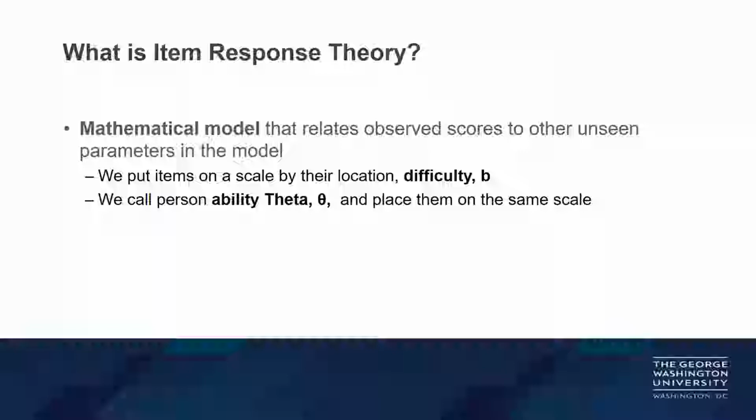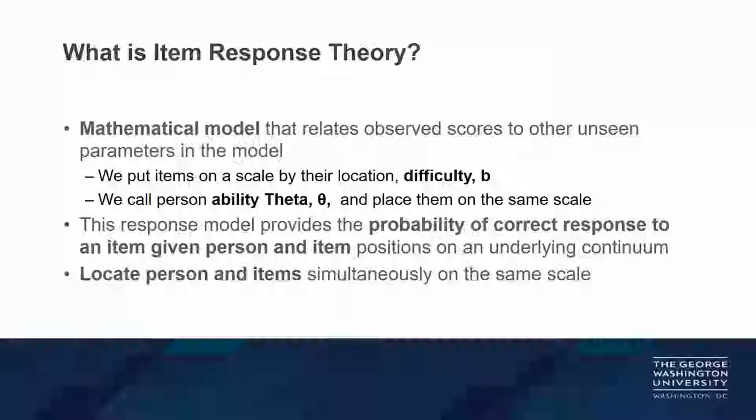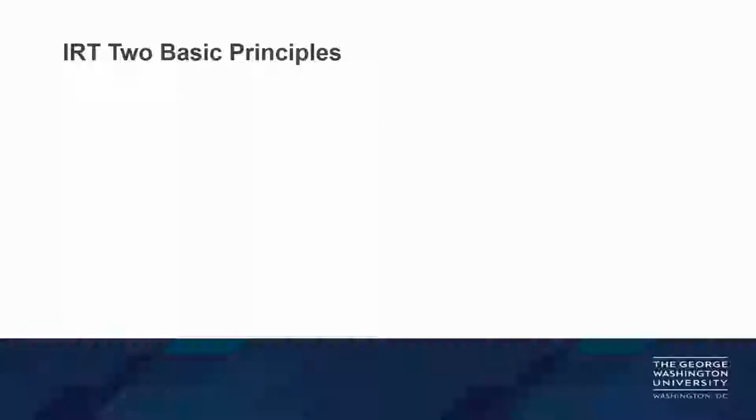So it's a mathematical model where we have items located on the scale and persons located on the scale. Where we locate the items, we call it difficulty, and where we locate the person, we call it a person's ability, or theta. This model provides the probability of a correct response to an item given a person and item position on that underlying continuum. So we locate persons and items simultaneously on the same scale.